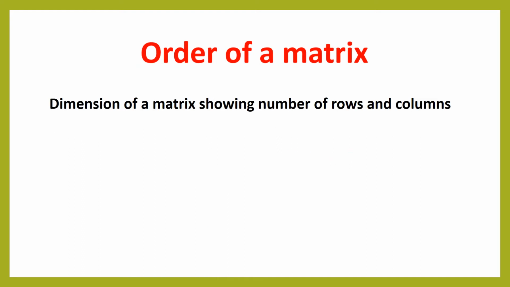And next, we have to study the order of a matrix. Order of a matrix means the dimension of a matrix showing the number of rows and columns. For example, this is a matrix with 2 rows and 3 columns. Hence, that matrix can be called a 2 by 3 matrix. It is written as 2 × 3 and we can read it as 2 by 3.